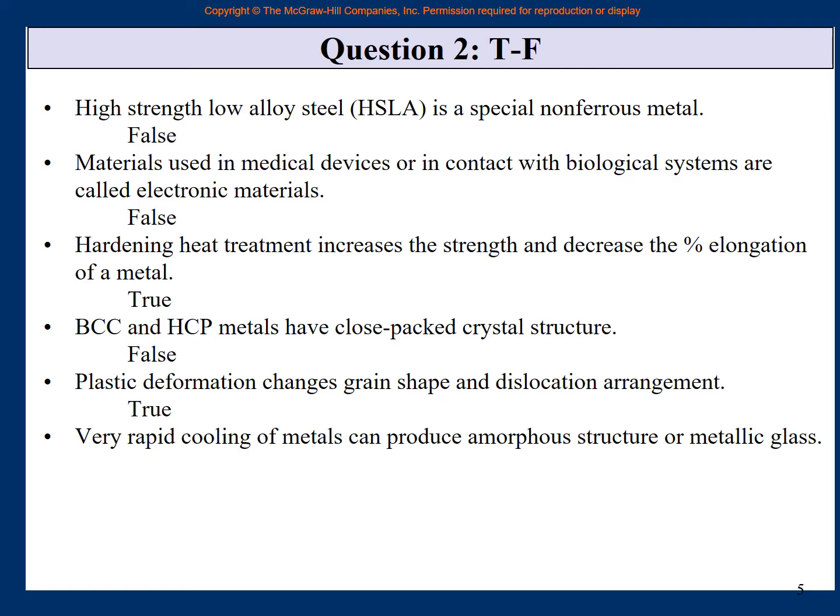Very rapid cooling of metals can produce amorphous structure or metallic glass. This is towards the very end of the chapter where we are talking of very special materials. Metals are always crystalline, but there is a metal which will become amorphous, non-crystalline, or you also call it metallic glass, right? So this is a very special case.